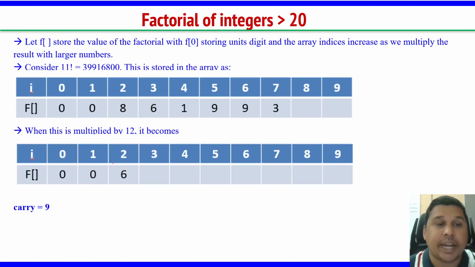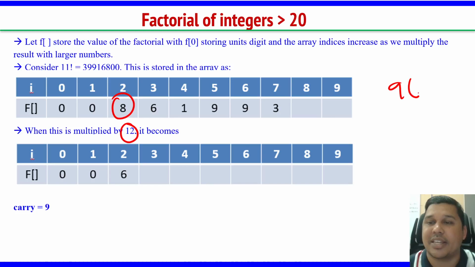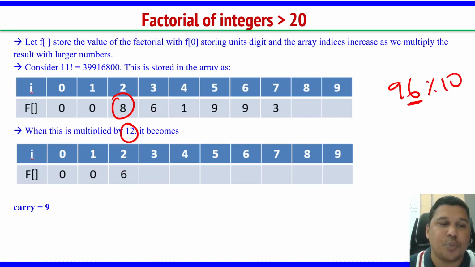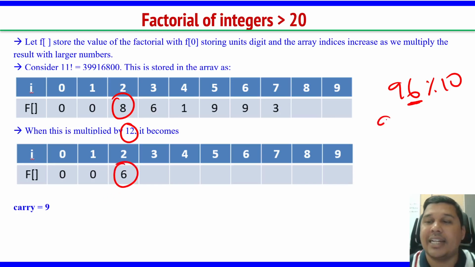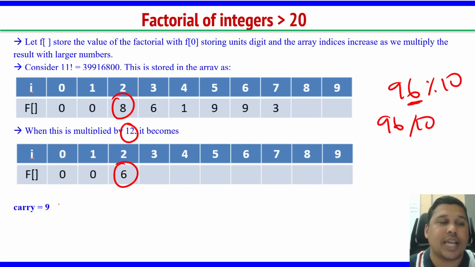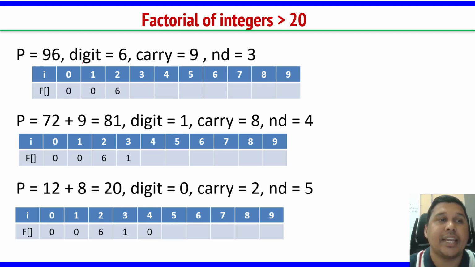That result I am storing here. When I multiply 12 into 8, the answer is 96. From this you take the remainder, that is 6. 6 you put in the F array and 96 divided by 10 gives your carry, 9. Okay, so like this. Next, again we got 96, the digit is 6 which I have placed in F here and the carry is 9. Then what is the next number?